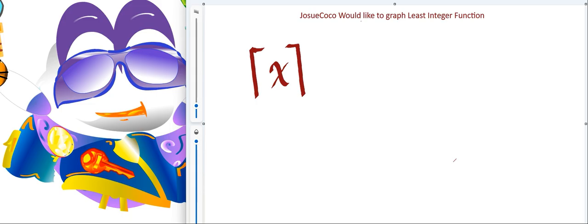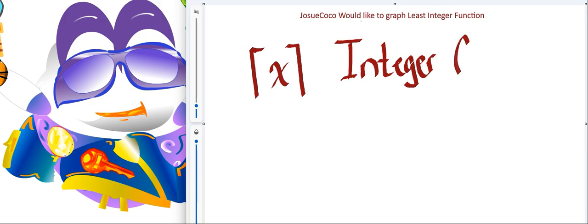Josue Coco would like to graph the least integer function. Okay, here denoted in x, we have what's known as the least integer function, also known as the integer ceiling function. Let's write this down here: integer ceiling function.